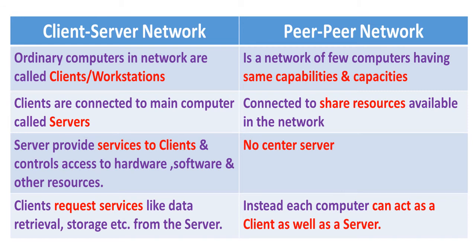from the server. While considering a peer-to-peer network, there will be only a few computers. Most probably, they will have the same capabilities and capacities. They are connected to each other to share the available resources in the network. In the case of a peer-to-peer network, there won't be a dedicated server. Instead, each computer can act as a client as well as a server.